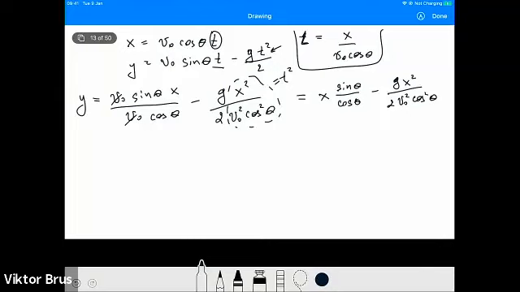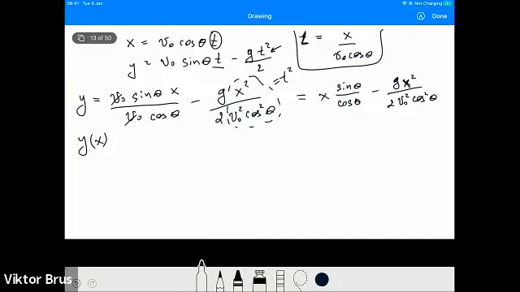Okay, now we have this equation, and this is the equation of a parabola. We have first and second order of x. So we have y as a function of x, which gives us the equation for the trajectory of our projectile motion.